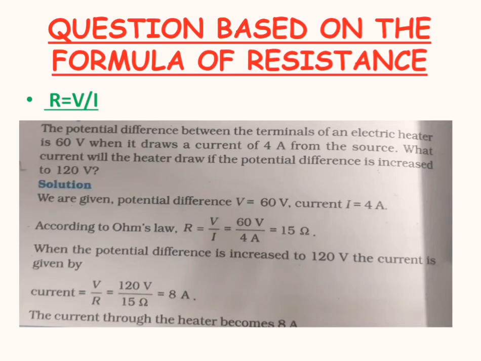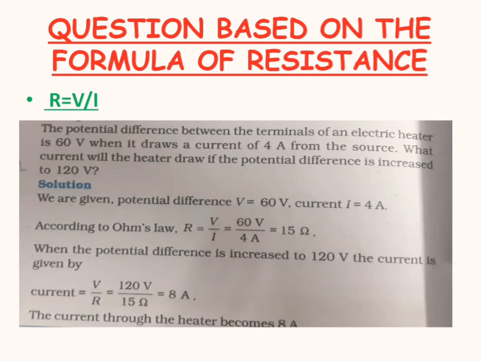So let's read the question first. The potential difference between the terminals of an electric heater is 60 volt when it draws a current of 4 ampere from the source. What current will the heater draw if the potential difference is increased to 120 volt? Before getting into the question, let me tell you one thing: in this question 2 cases are given in which there is a heater.